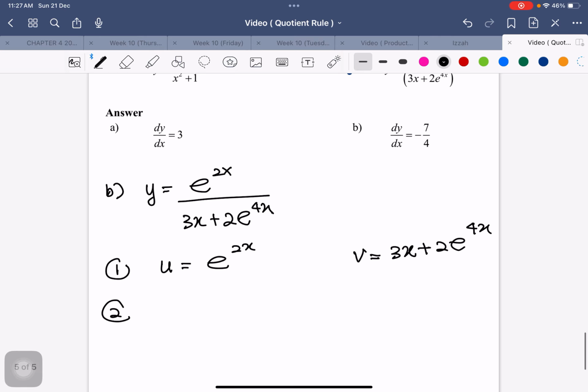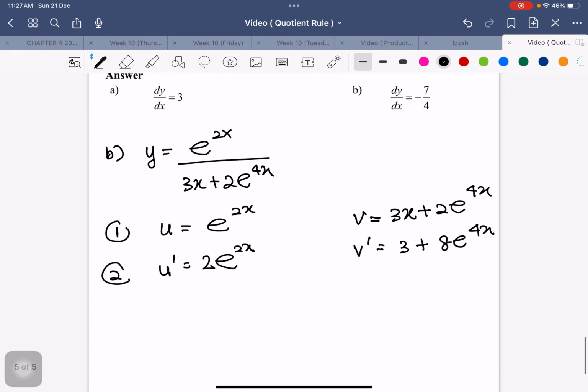So remember how to differentiate exponent. Differentiating exponent will give you exponent, and you have to differentiate the power. Okay, so we put it at the side. So you will get u prime as 2 exponent 2x. And as for this one, you will get v prime as 3 plus 8 exponent 4x.